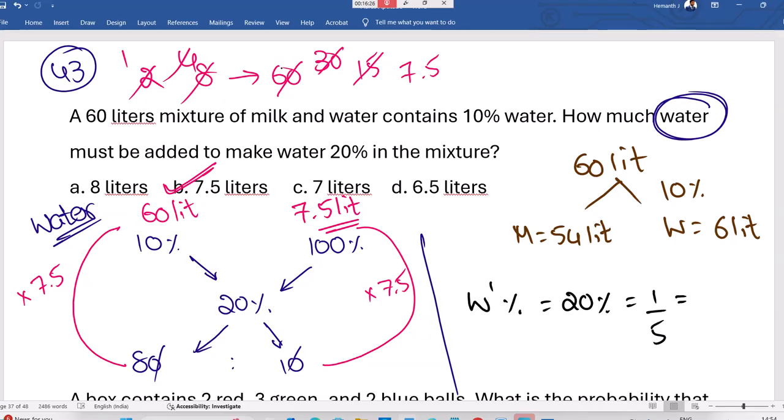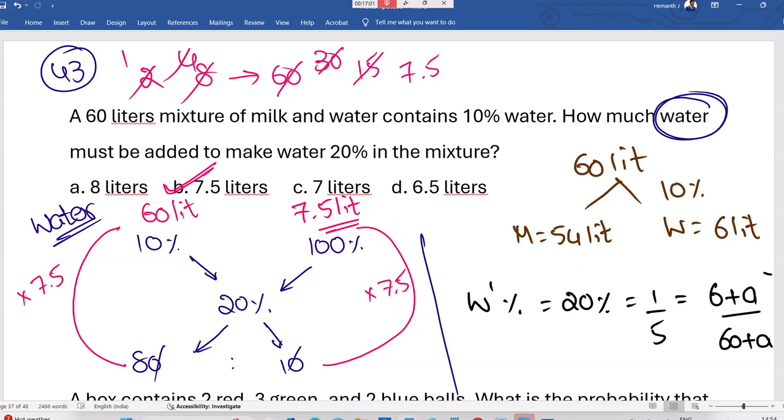What is that water percentage? It is water out of total. What is the water now? 6 plus A. Total now 60 plus A. Why 6 plus A, sir? You are adding water. Already 6 liters of water is there. You are adding some extra A. Then the total will also be added, right? When you add water or you add milk, the total will increase. Total is previously 60. Now if you add A liters, total will be 60 plus A.